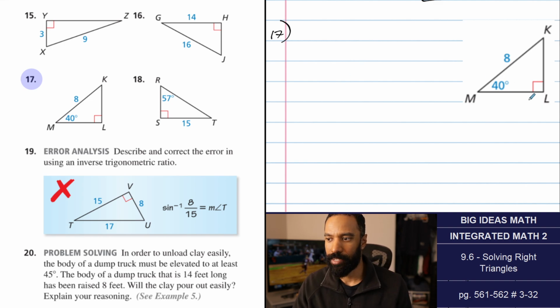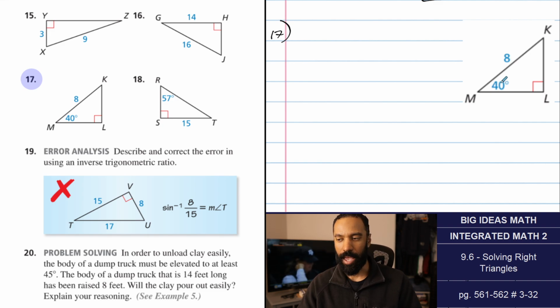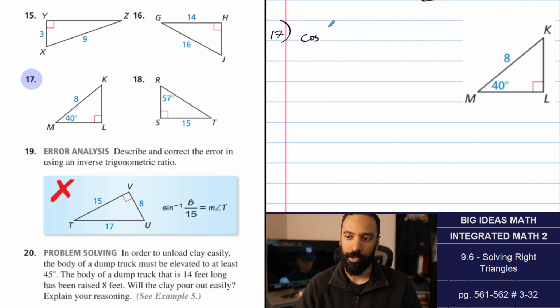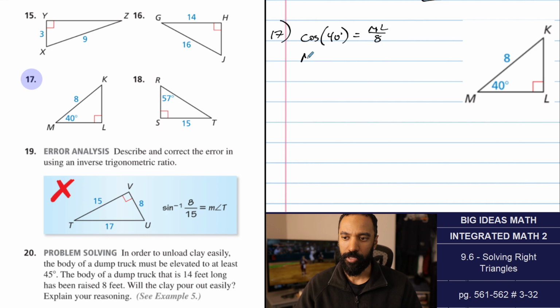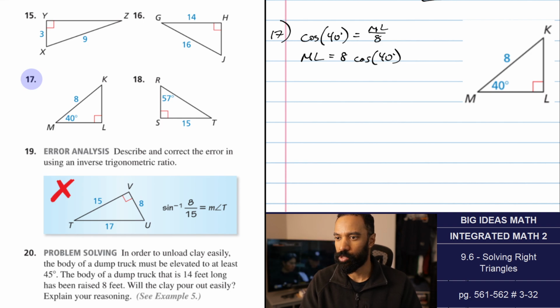If I want to find like ML, for example, I'll use cosine because I have the hypotenuse and the side is adjacent to this angle 40. So I could say the cosine of 40 degrees is ML over 8, adjacent over hypotenuse. Multiply both sides by 8, you get ML is 8 times the cosine of 40 degrees. Calculator will help you. 8 times the cosine of 40 gives me 6.12, so about 6.1. That's just units.